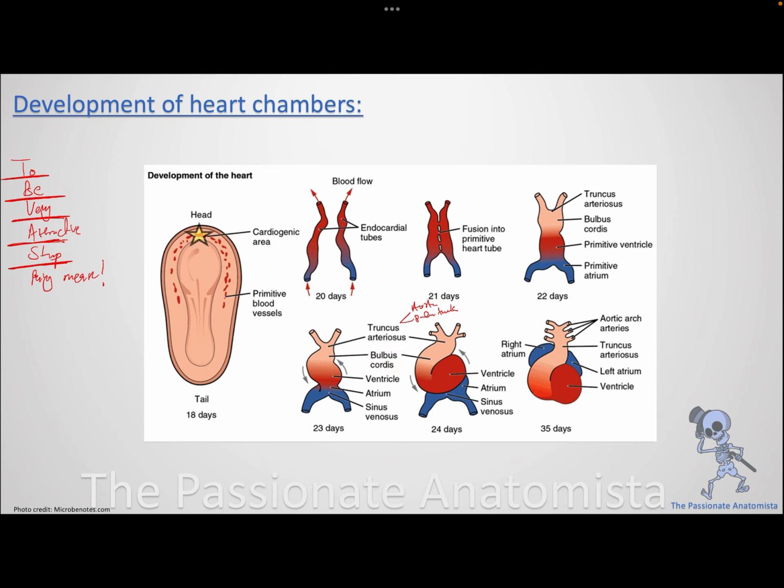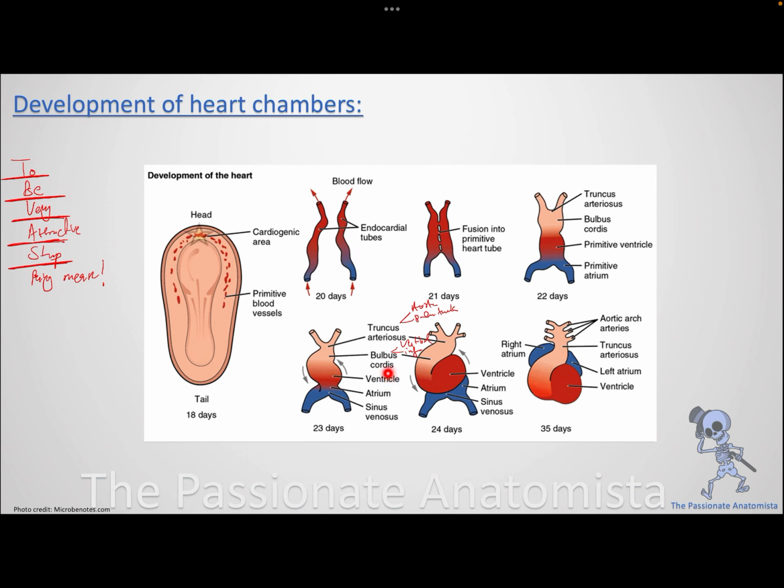So the bulbus cordis is going to give you the vestibule and the infundibulum, and both of them are going to lead to the aorta and pulmonary trunk. And these are the smooth areas of the ventricles. Then moving on, we have the ventricular chamber. That will give you the rough part. But it's not going to give you the rough part of both ventricles. It's going to be only for the left.